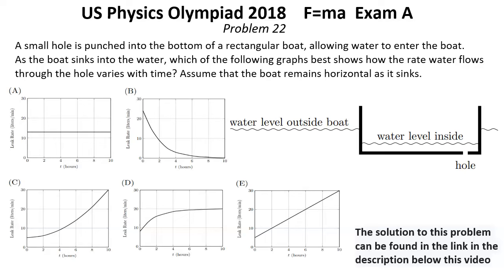Solution for problem number 22. By Archimedes' principle, the difference in the outer and inner water levels always remains the same. Then the amount of pressure forcing the water through the hole remains the same by Bernoulli's principle. So the rate of sinking is constant. That was answer A, and that was a solution for problem number 22.